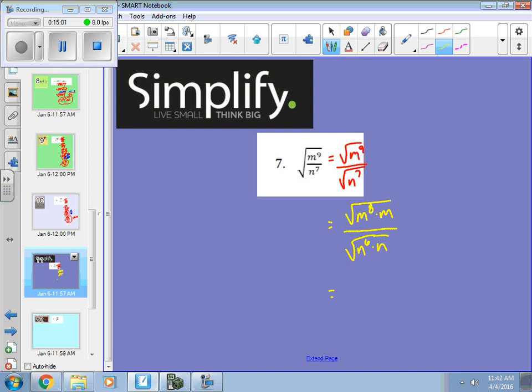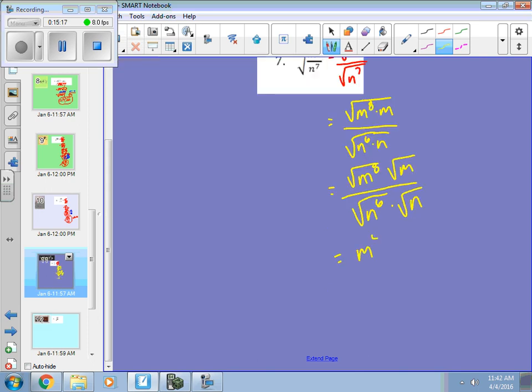So now I'll write the stuff that will simplify in one, stuff that won't simplify in another one. Same on the bottom. N to the 6 will simplify, the last n will not. And so our answer would be, that simplifies to m to the 4th. On the bottom, that simplifies to n to the 3rd, but then we still have these two square roots that don't simplify. So that's the answer. If you want the answer with the rationalized denominator, then we got to multiply by that one on the bottom. So we'd multiply by the square root of n to both top and bottom.